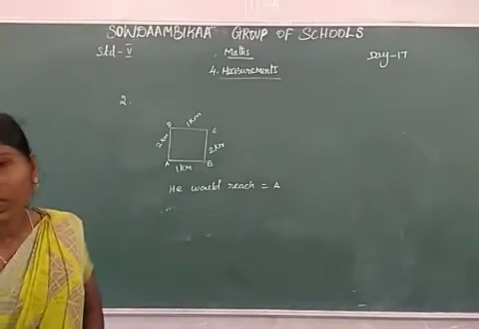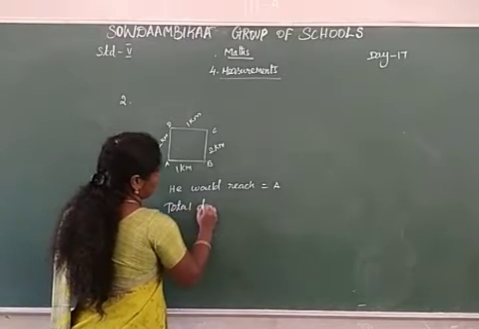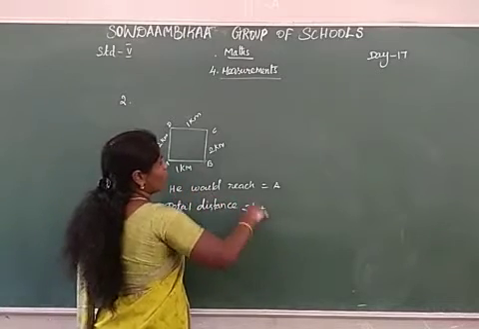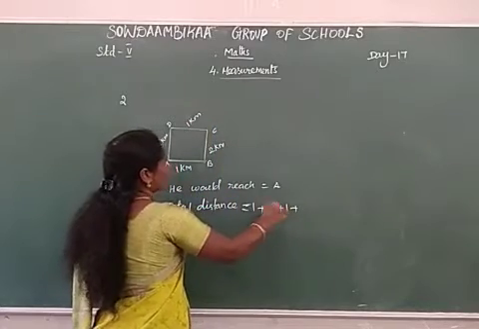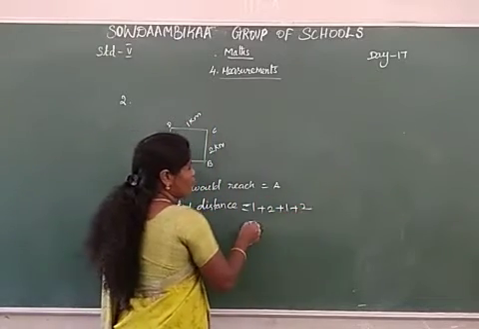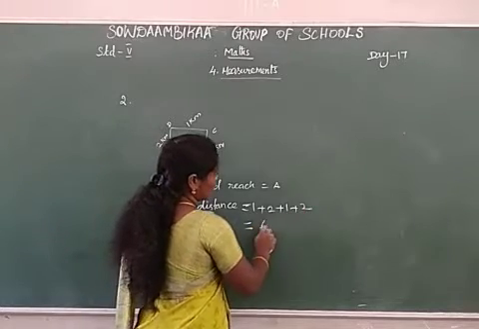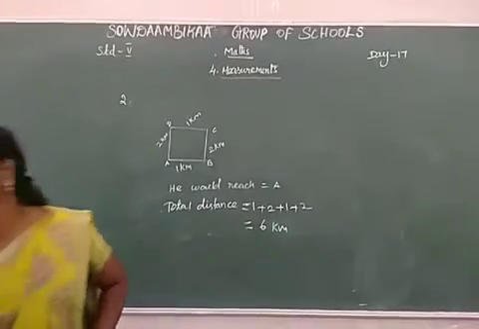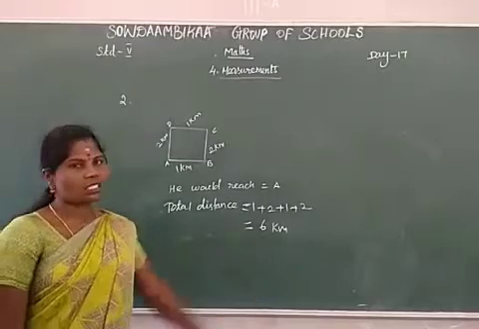Next step, total distance. How much? 1 kilometer. Next 2 kilometer. Next 1 kilometer. Next 2 kilometer. Now add all these numbers: 1 plus 2 is 3. 3 plus 1 is 4. 4 plus 2 is 6. So total distance 6 kilometer. Okay. Find out the total distance he traveled: 6 kilometer.